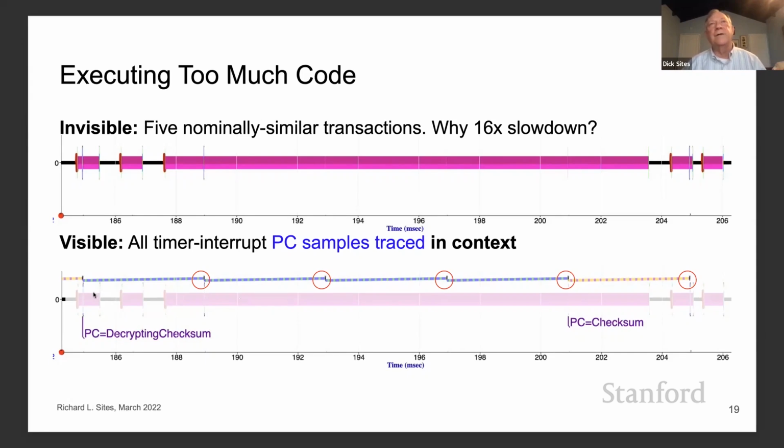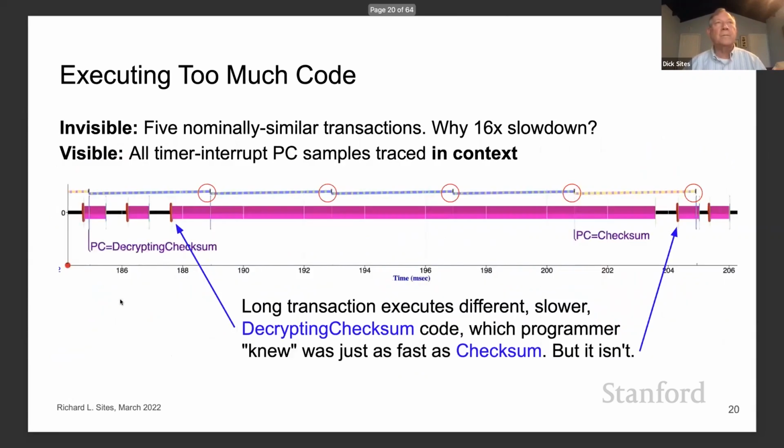And in fact, across the whole trace of the sample program, what we found is that the decrypting checksum is only run in the long transactions, and that the regular checksum and memcopy samples are scattered across the other transactions. So in fact, what's going on is the long transaction is executing different code, extra code, too much code in decrypting checksum, which the programmer knew was just as fast as the regular checksum, but of course it isn't. It's 16 times slower, and now we can see it. And now you know what to go fix, which your profile will never tell you.